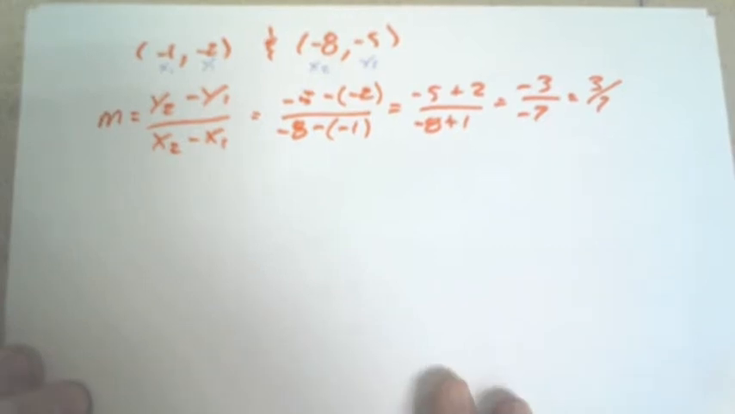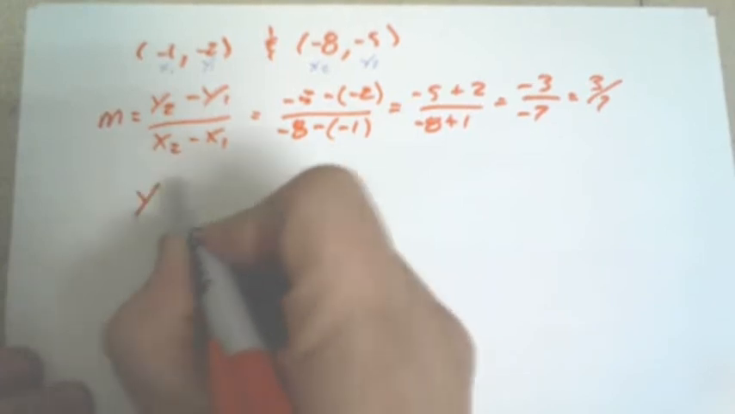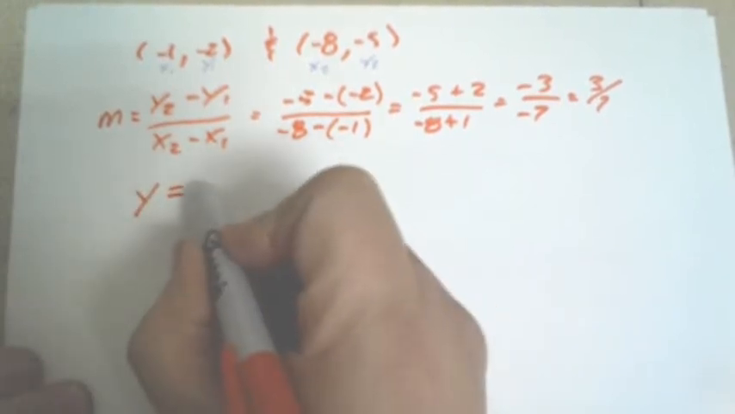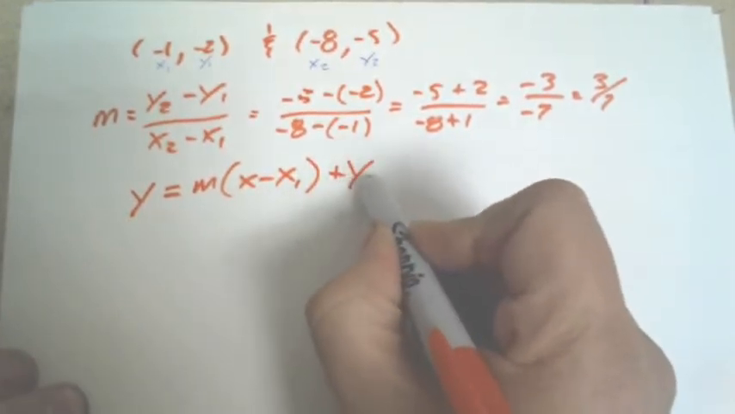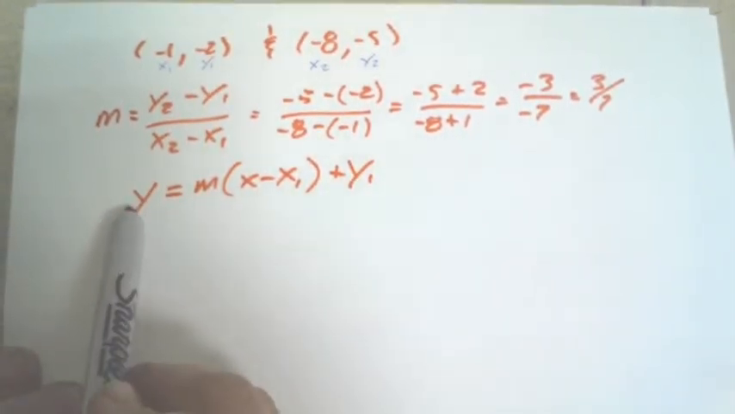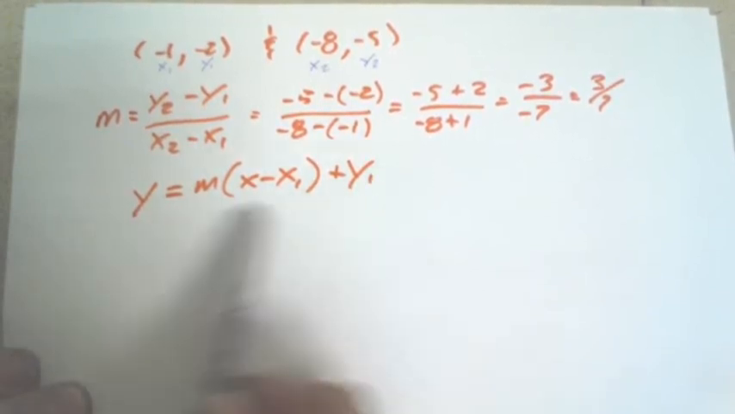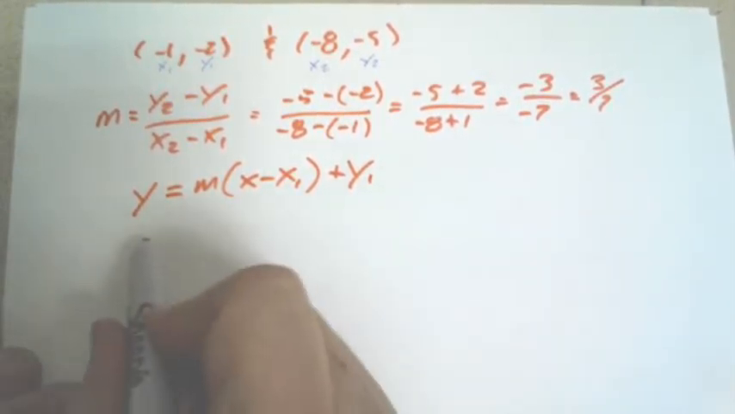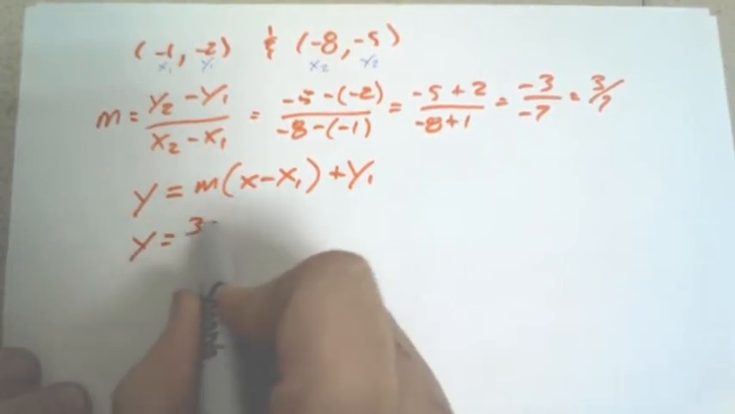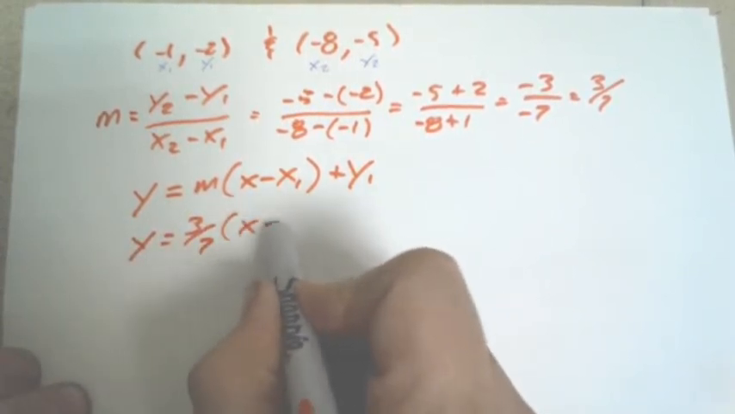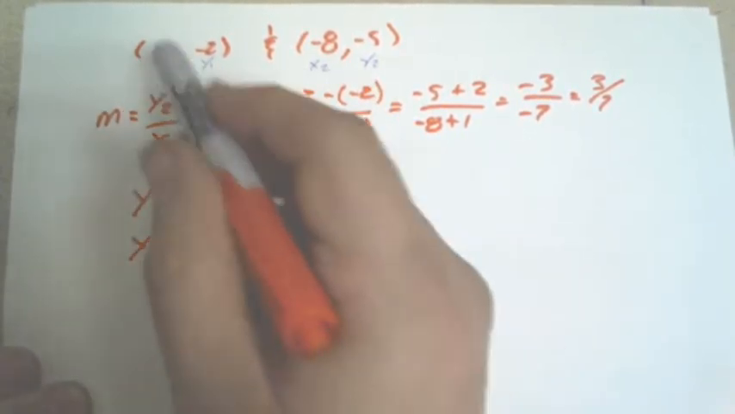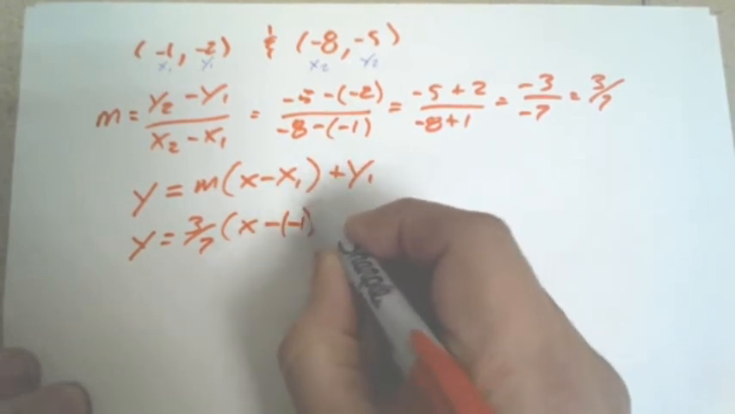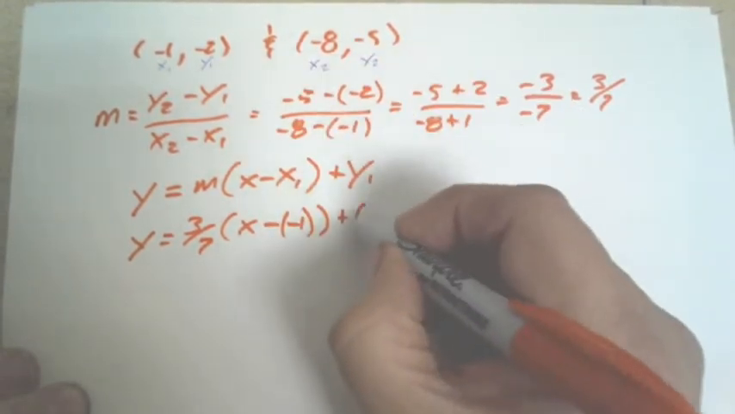How you build your line from that kind of depends on your background, what tools you like to use. You can use slope-intercept form directly. I like to use a version of point-slope form, whichever you prefer. So y equals m times x minus x1, plus y1. You might have played with this tool with the y minus y1 over here. It's the same tool. So whichever tool you prefer. y equals our 3/7 times x minus the x1. We could really use either point, but since I've labeled it x1, I might as well use it. x1 is -1, plus our y1, -2.